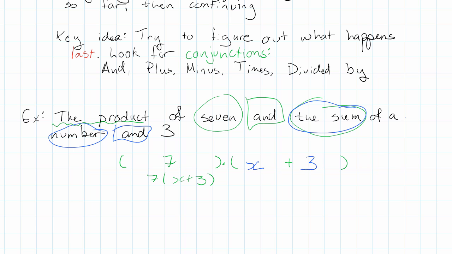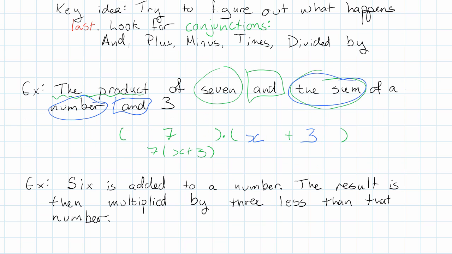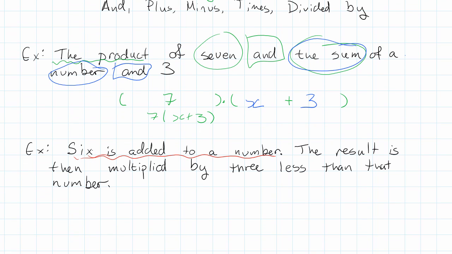Let's see another example. Here we're told 6 is added to a number. The result is then multiplied by 3 less than that number. So we're going to start with this first sentence. 6 is added to a number. That refers to a number, let's call it x plus 6. Notice x and 6 can come in either order. Next we see that it says the result. What result? The result of the previous operation. That tells me put x plus 6 in parentheses.